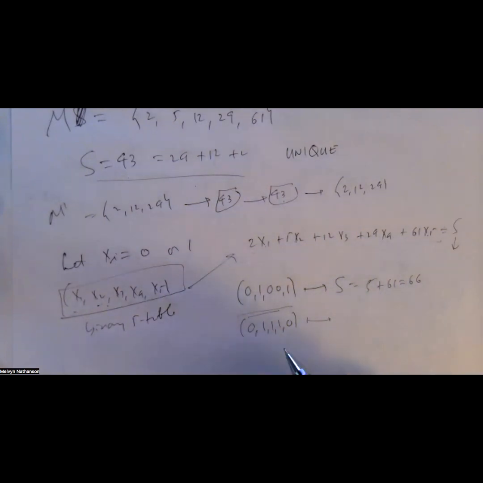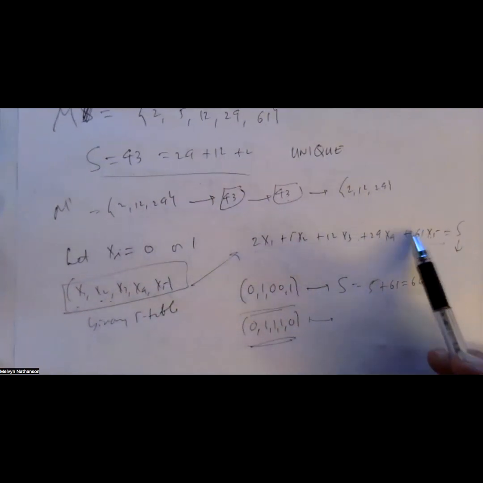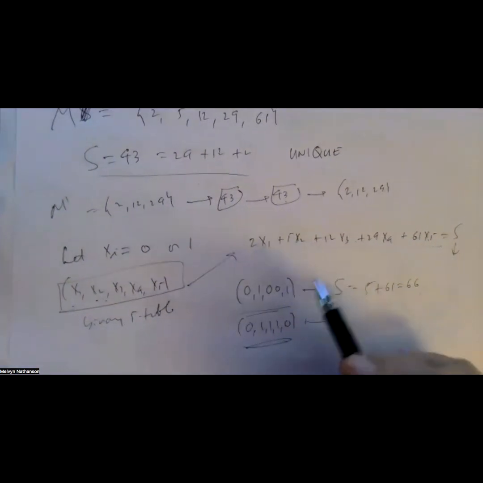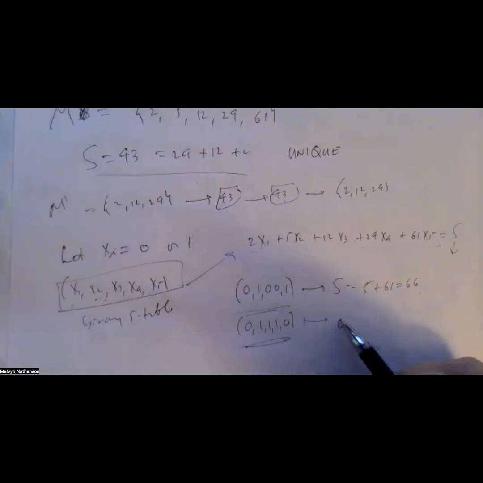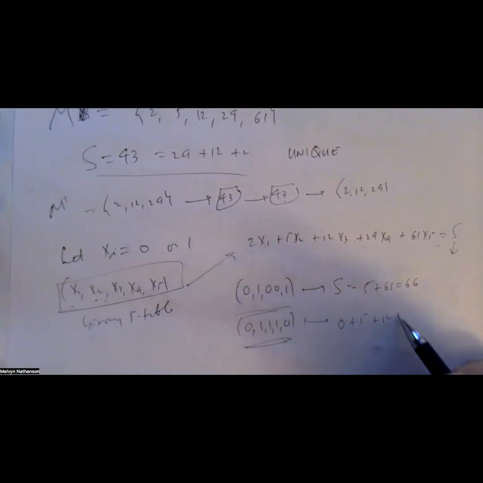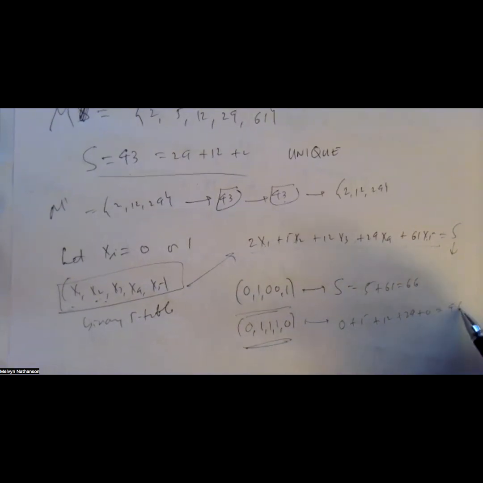Exactly. Okay. So for this bit sequence, what is the corresponding subset sum? Five, 12, and 29. Yeah, it's 0 plus 5 plus 12 plus 29 plus 0. So that's 46. That's the corresponding number.